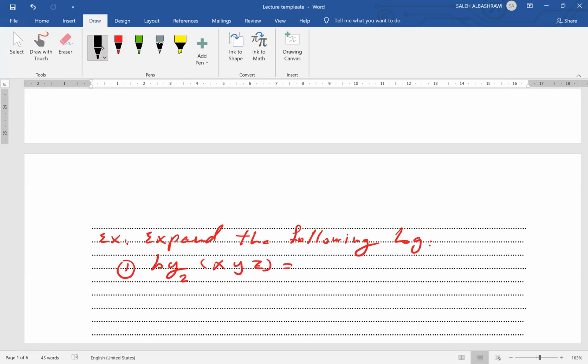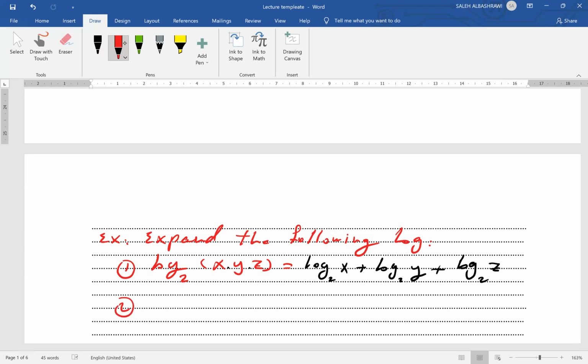To expand it means to write it as a summation of logarithms or subtraction, depending on whether we have multiplication, division, or power. This is x multiplied by y by z. To expand it, we are going to write it as logarithm with base 2 of x. Since we have products, this will convert, using the first property, to plus logarithm base 2 of y plus logarithm base 2 of z. So we expanded the given logarithm into three logarithms.